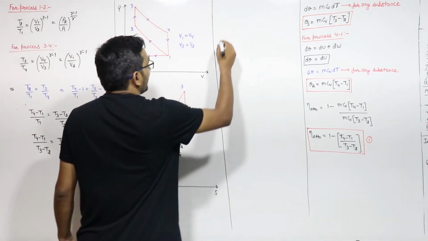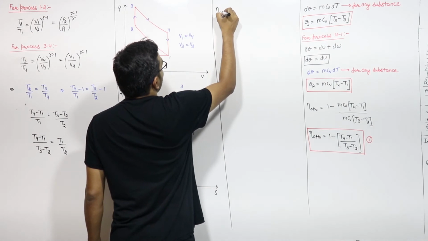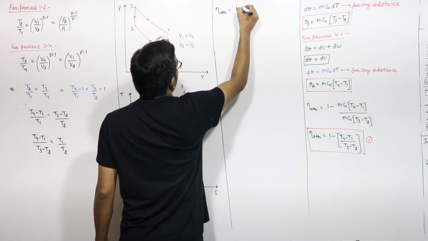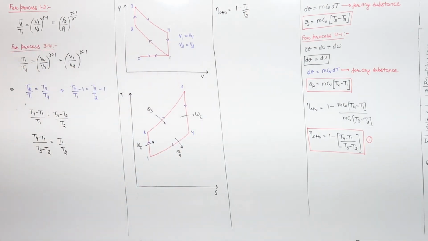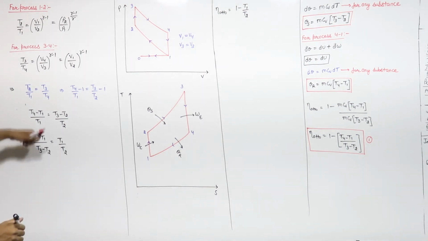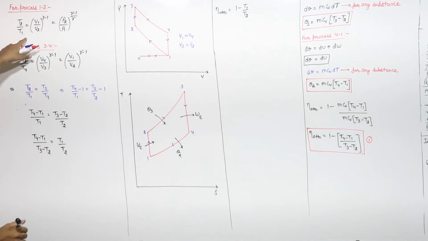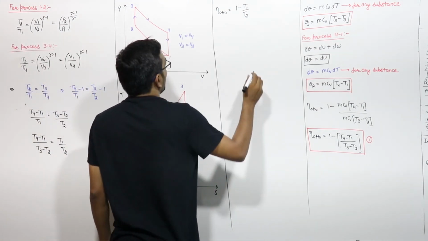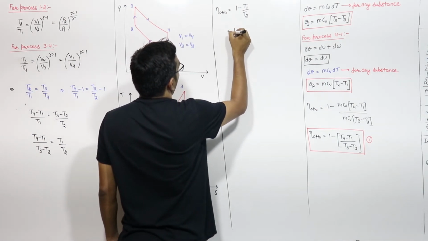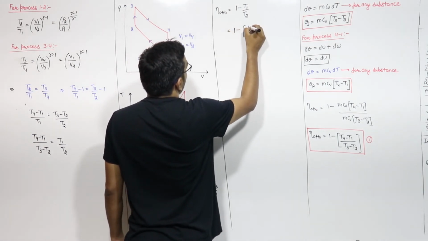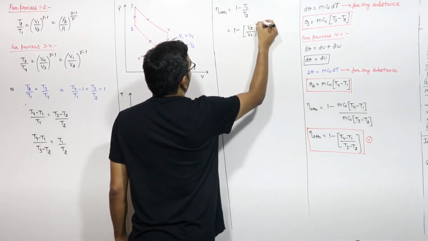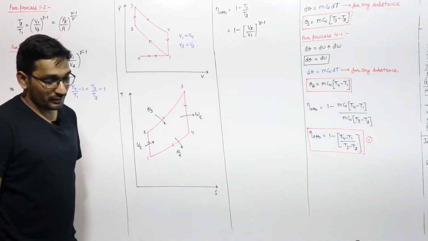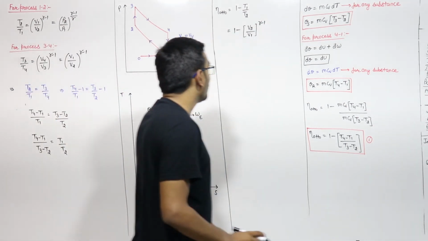So from here I can write that the efficiency of the Otto cycle will be equal to 1 minus T1 by T2, right? And T1 by T2, from the adiabatic expression, can be written as (V2 by V1) raised to power gamma minus 1. So this will be equal to 1 minus (V2 by V1) raised to power gamma minus 1.